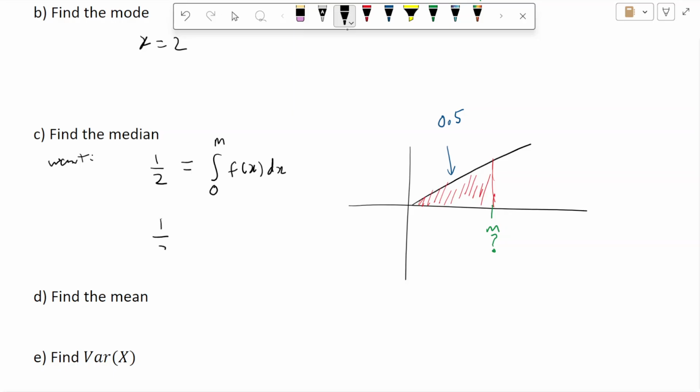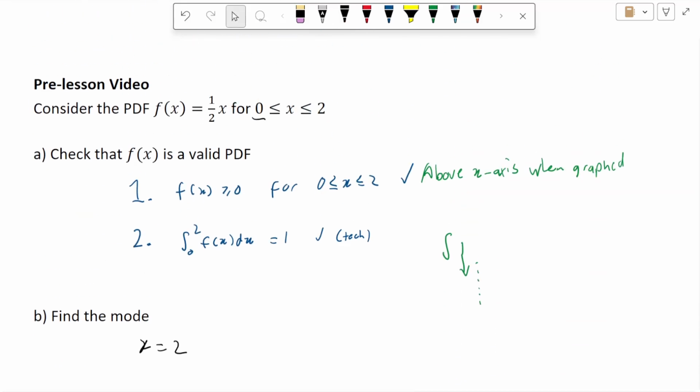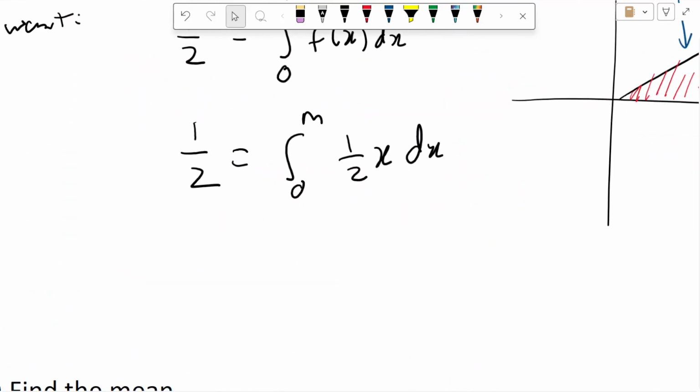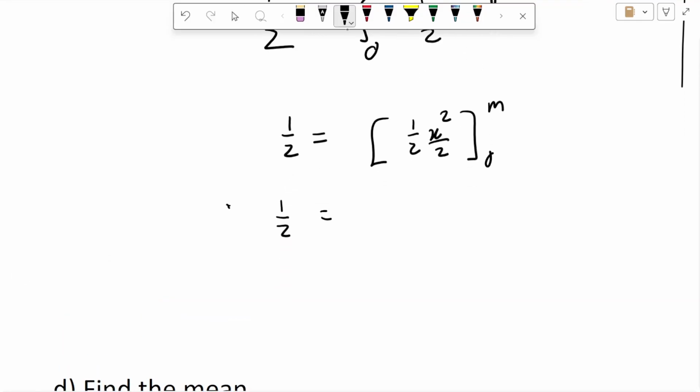It's a little bit tricky to do this calculation. You do have to do the integral by hand. So a half equals the integral from 0 to m of our function, which was a half x. Make sure I actually got that right. Yes, I did. Okay, so a half should equal a half times x squared over 2, from 0 to m. But if you want to simplify that down, I'm going to pull the quarter out the front because 2 times 2 on the bottom is 4. And then I'm just left with x squared in here from 0 to m.